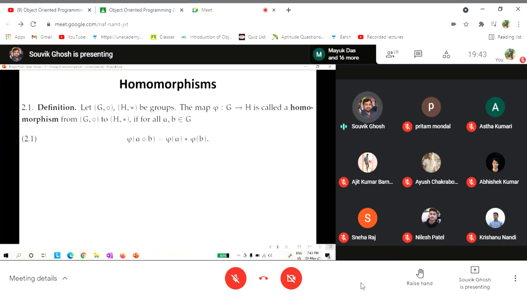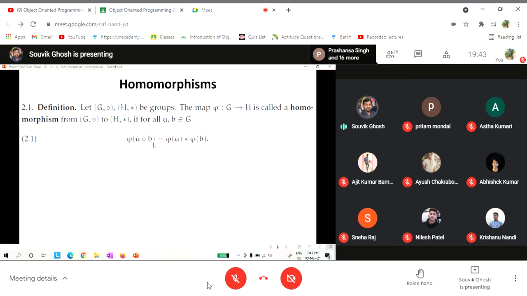So now we have the operation star in the group, that is H star. So where does this element belong, that is phi A star phi B? Yes, H. So this also belongs to H.